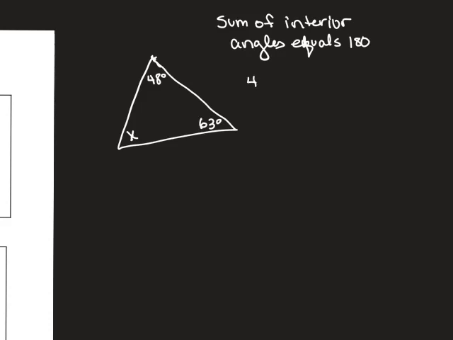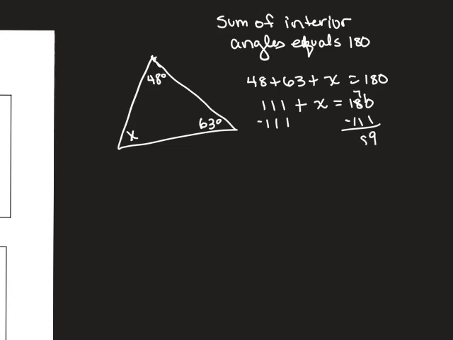You would need to add up 48 plus 63 plus an unknown amount equals 180. 48 and 63 are 111 plus some unknown amount equals 180. Subtract 111 from both sides. And the missing amount is 89 degrees. So 89 plus 63 plus 48 equals 180. Okay, let's try another one.